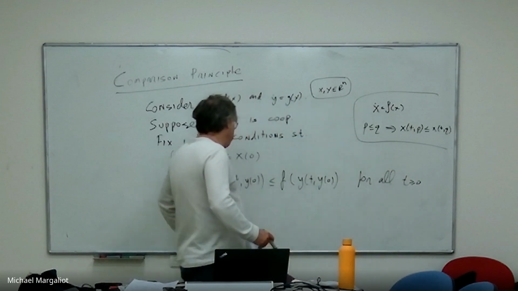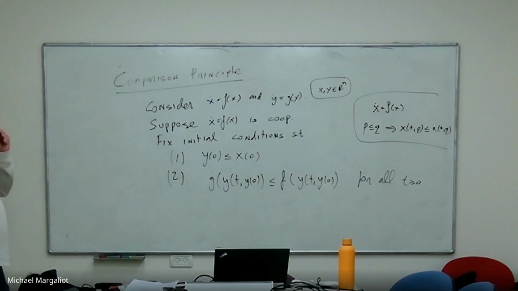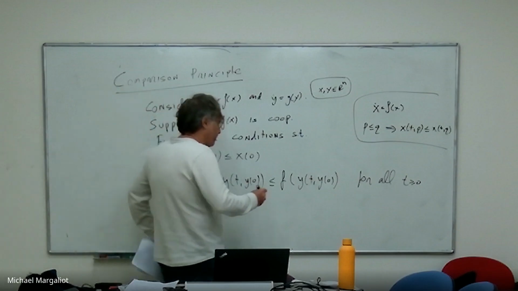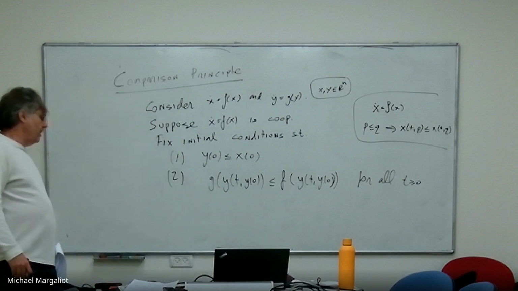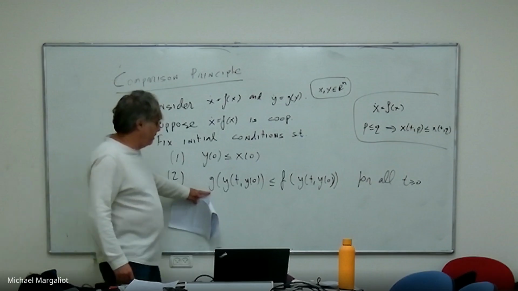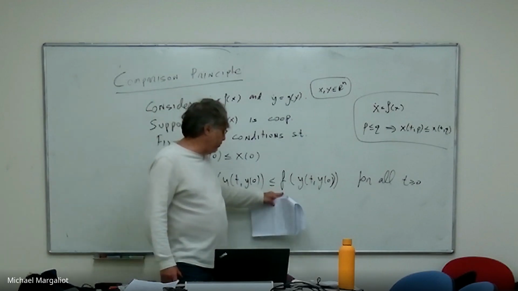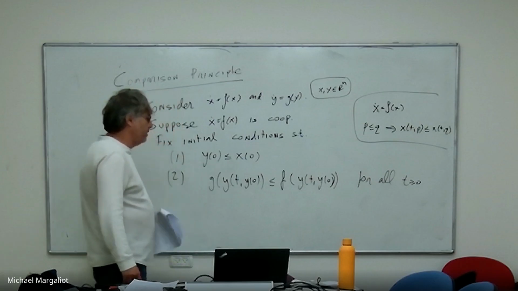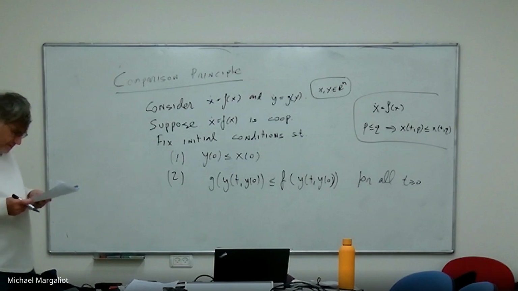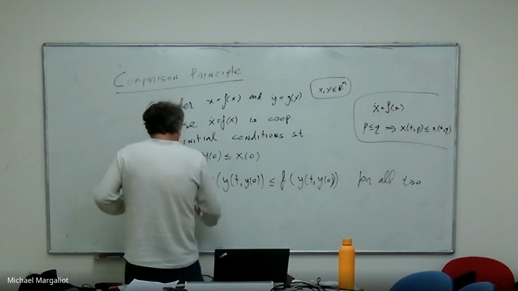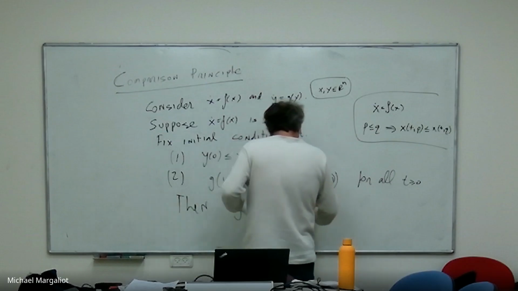And two, I want some property of the vector fields to hold on the solution of the y system. I take the solution of the y system. So the initial condition was y0. So this is the solution. And I want the vector field g, when I evaluate it along the solution of the y system, to be smaller or equal to the vector field f when I evaluate it on the y system. Then y(t) is smaller or equal to x(t) for every t.